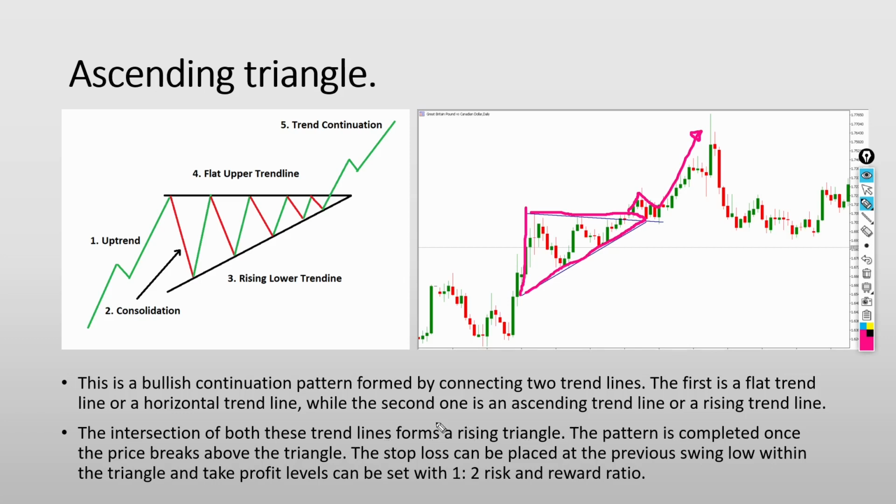So this pattern is completed once the price breaks above the triangle. So unless the price breaks out of the triangle, that pattern is not yet formed. So the stop loss can be placed at a previous swing low within the triangle, and the take profit levels can be set with a 1 to 2 risk reward. Okay. So this is the ascending triangle. It is a bullish continuation pattern. I want you to note that. Okay. Do not forget.